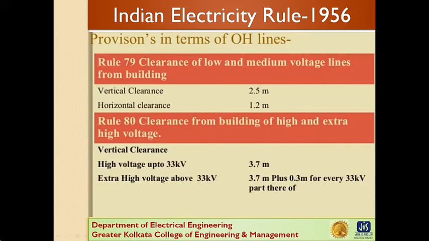Provisions in terms of overhead line. Rule 79. Clearance of low and medium voltage lines from building. Vertical clearance is 2.5 meter and horizontal clearance is 1.2 meter. Rule 80. Clearance from building of high and extra high voltage. Vertical clearance for high voltage up to 33 kV is 3.7 meter. Extra high voltage above 33 kV is 3.7 plus 0.3 for every 33 kV or part thereof.